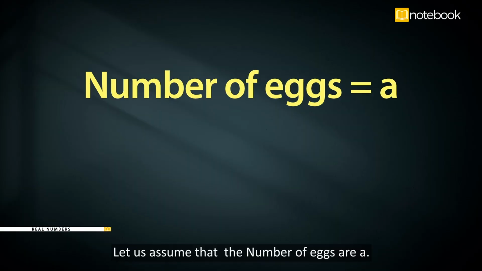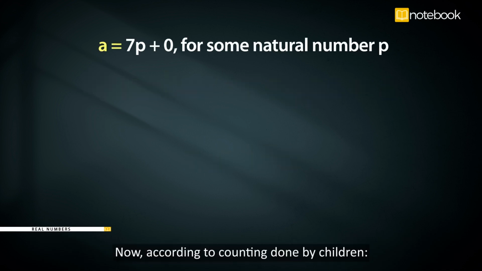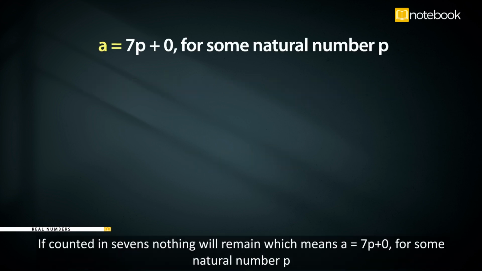Let us assume that the number of eggs is A. Since the basket cannot accommodate more than 150 eggs, A is less than or equal to 150. Now, according to the counting done by the children, if counted in sevens, nothing will remain, which means A is equal to 7p plus 0 for some natural number p.